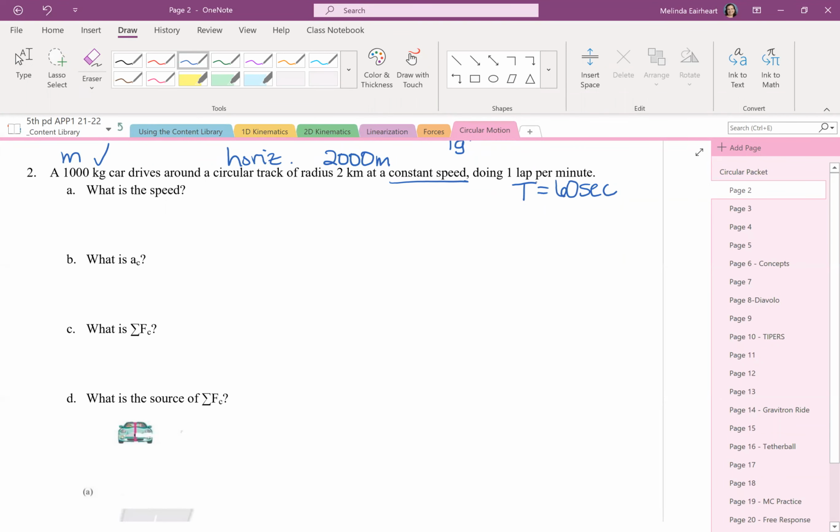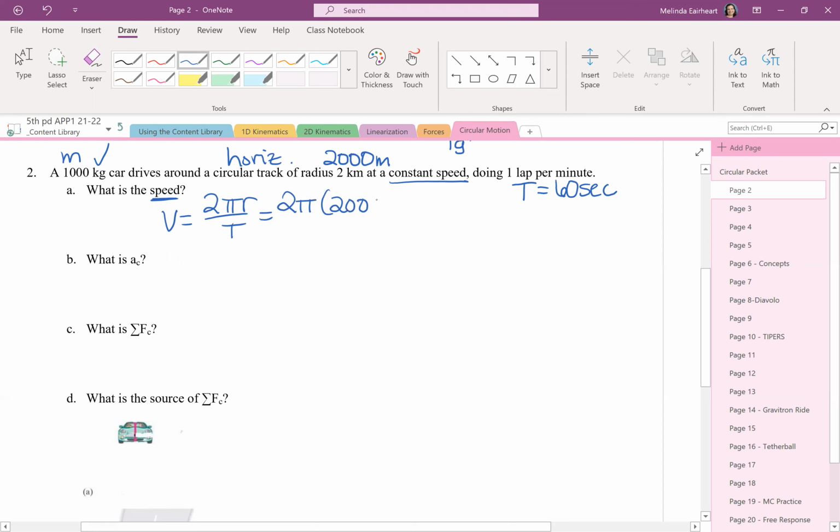What is the speed? And so this constant speed, yes, we know it's changing directions, but to get the magnitude, again, notice it says speed. We're going to go back to that circumference divided by period. And so 2 pi times the radius, which we already converted to 2,000 meters, divided by a period of 60 seconds. Again, I would convert to SI units from the very, very beginning.